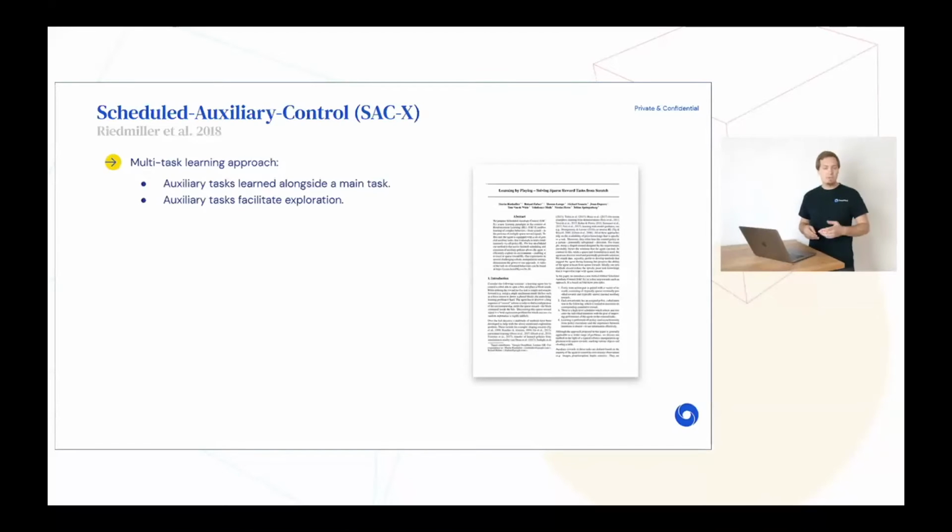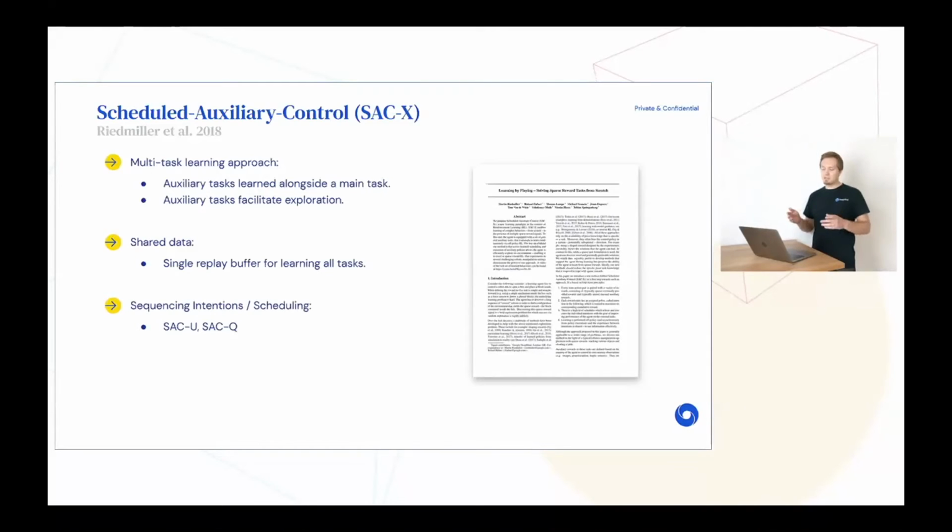Scheduled auxiliary control has two main ingredients. The first is shared data, which means that the transition distribution for which the policies and the Q functions are learned is obtained from a replay buffer that is filled by executing the policy for the goal task, as well as all other auxiliary policies. The second ingredient is the sequencing of intentions, which means that episodes are subdivided into multiple sequences and the policy to execute is chosen for each sequence.